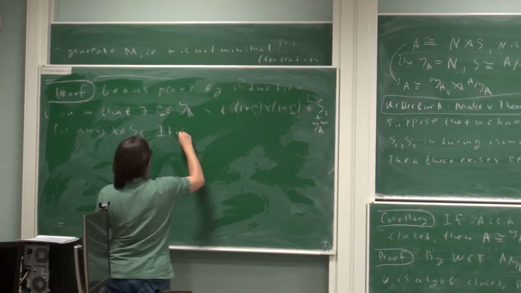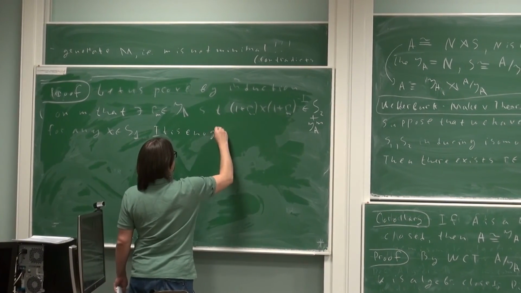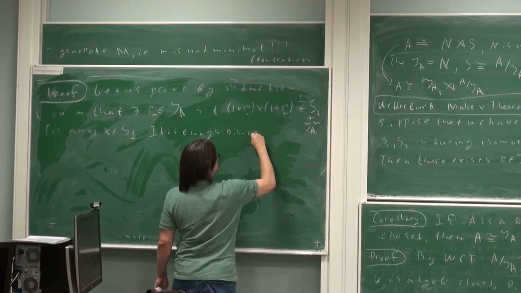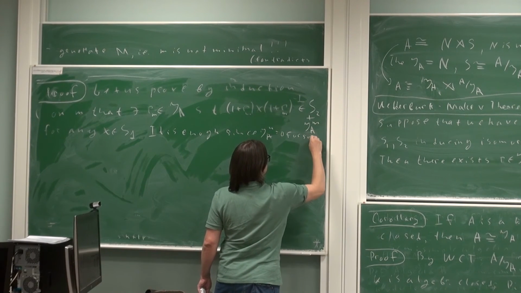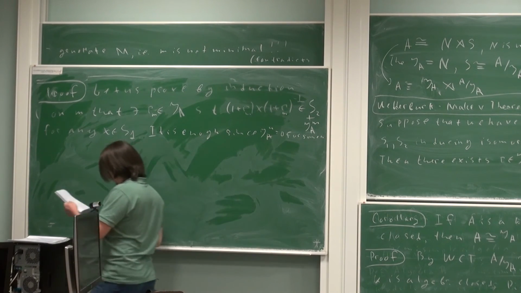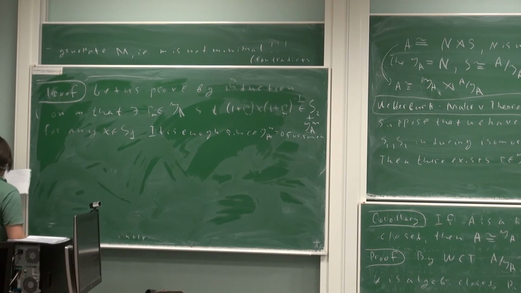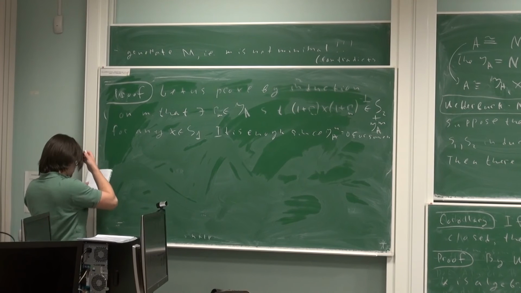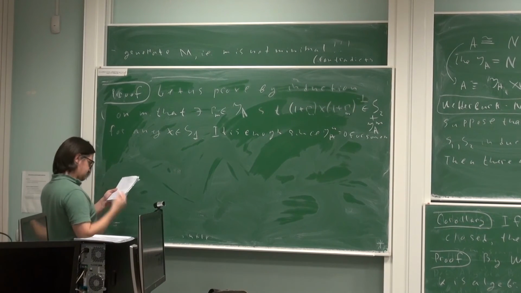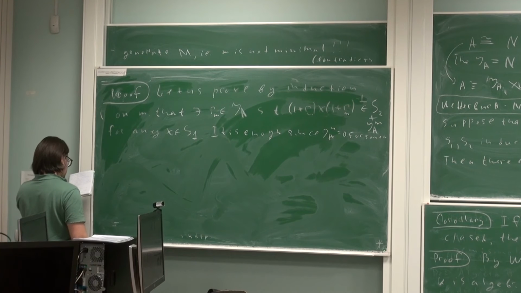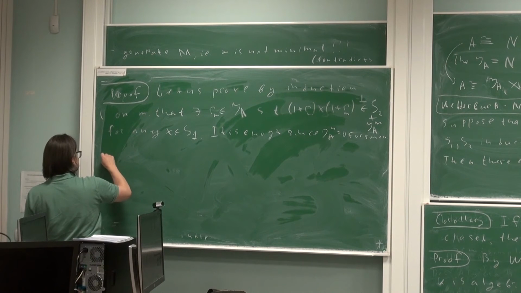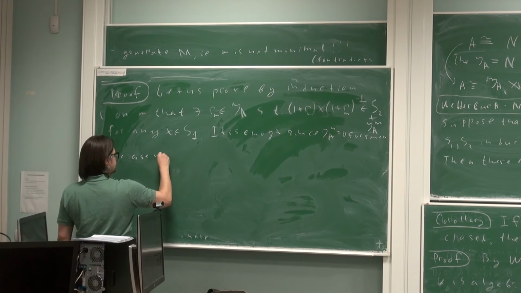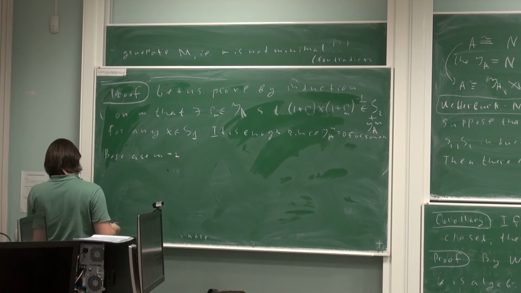It is enough, since JA to some power is 0 for some n. So let us start with the base case, n equals 1.